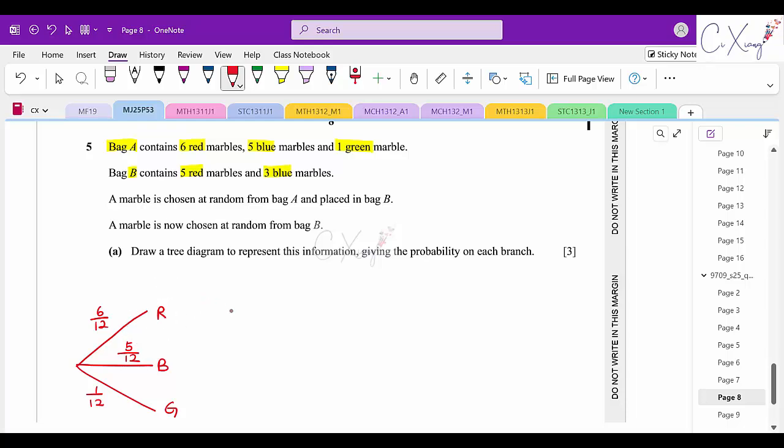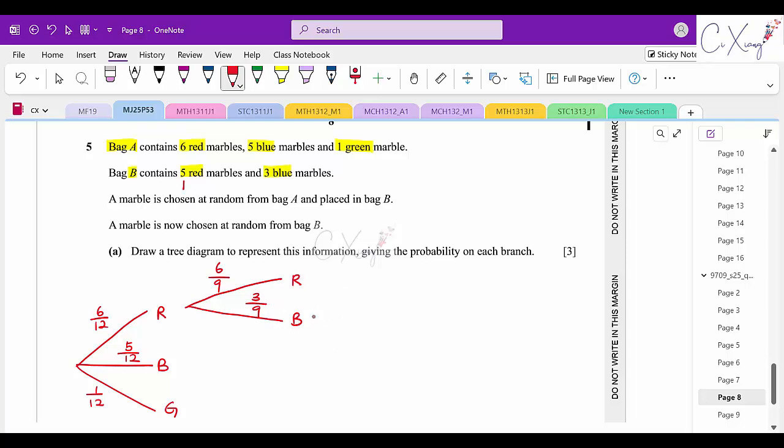Then in bag B, what are the possible marbles that you will get if you take out 1 marble? So again, you need to recall one more time. For this case, I'm considering the first marble from A is red. You put it into B. So that means in bag B, your red marbles will plus 1 become 6. 5 plus 1 is 6. Blue marbles remain 3. What is the probability for you now to get the second marble, which is red, from bag B? You're having 6 red, so it will be 6 over 9. Then this one will be 3 over 9.